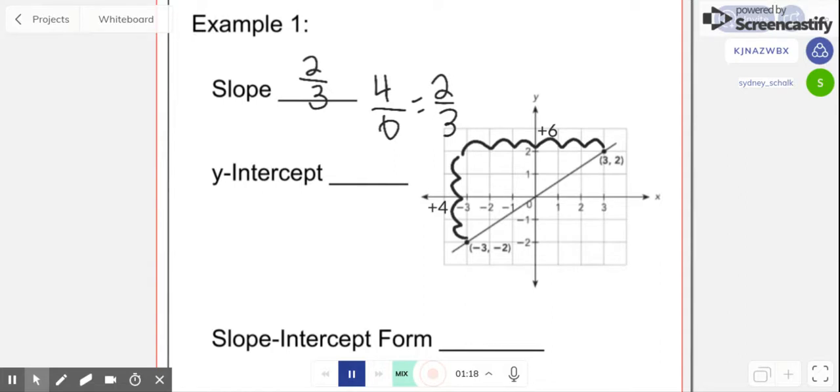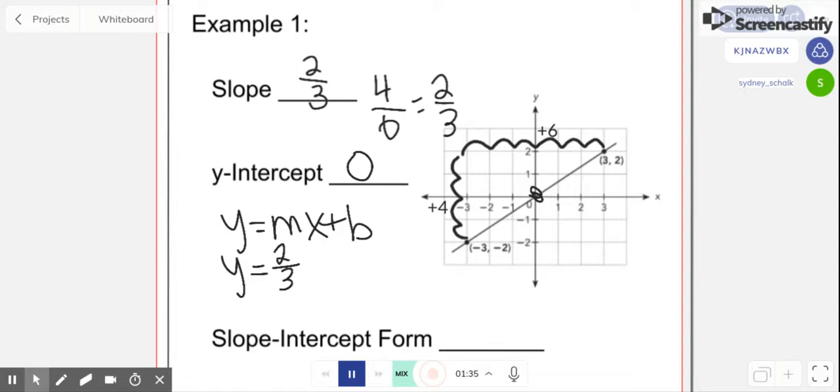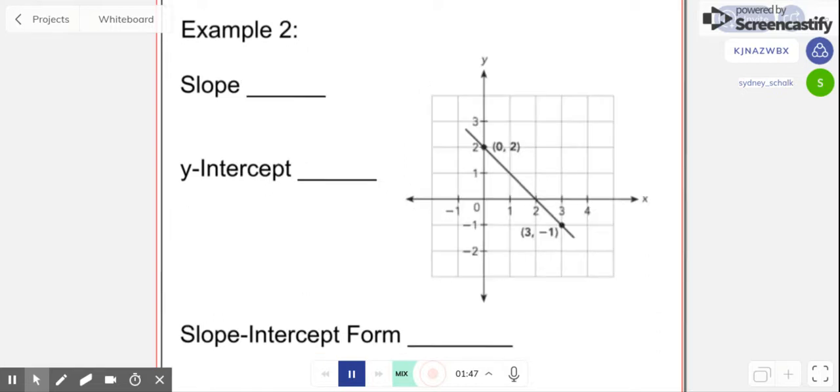The y-intercept is where that line intersects with the y-axis. So it actually hits right at 0. So that would be our y-intercept. When I'm plugging it into my slope-intercept form, remember it's y equals mx plus b. My slope being my m, so 2/3 times x, and then plus my y-intercept, which is just 0. If I have plus 0, I don't need to write it in my slope-intercept form. So it would just be y equals 2/3 x.